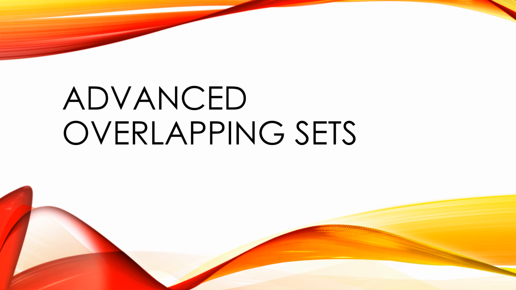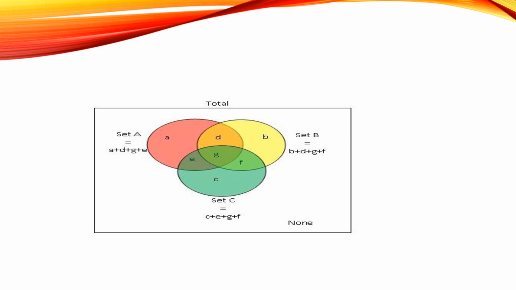Advanced overlapping sets problems. Sections E and F are counted twice and section G thrice. Hence, we need to subtract sections D, E, and F once to count section G only once, and subtract section G twice again to count section G only once.